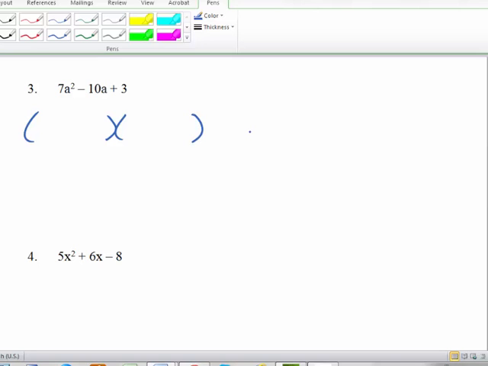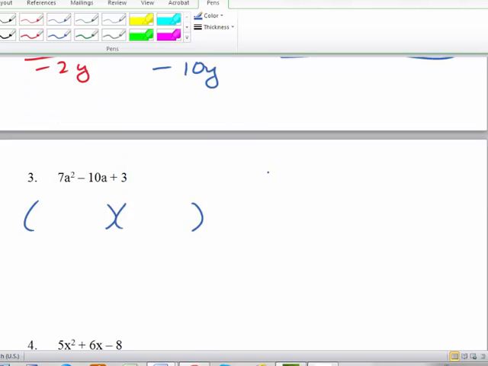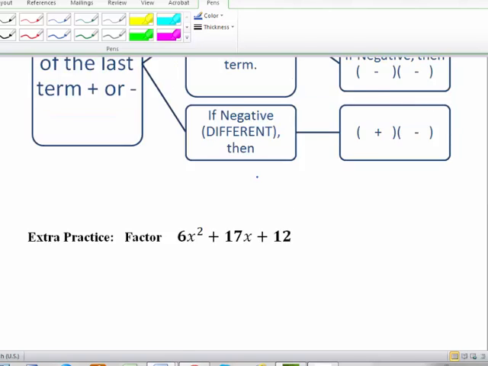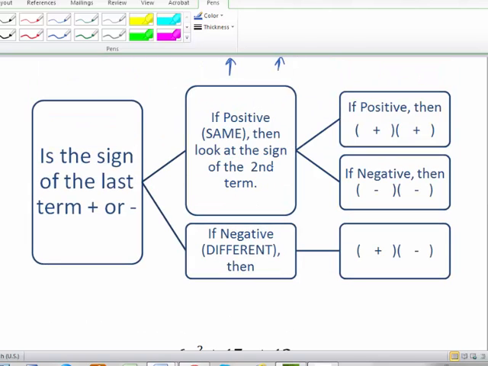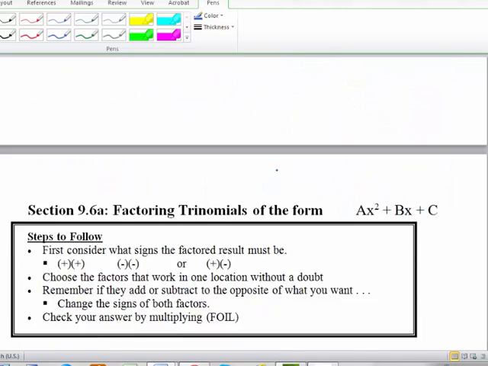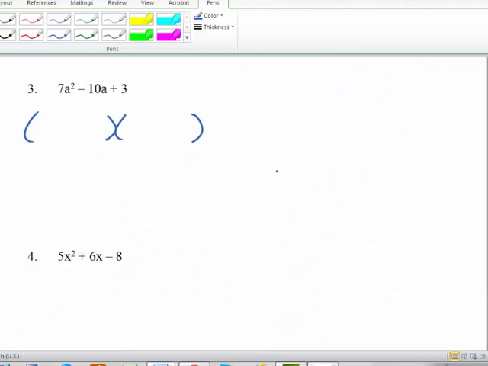Well, if you're not sure, we want to look back to our flow chart and we say, okay, are the signs the same or are the signs different? Well, in our case, these signs are the same because we have a plus at the end, and so then we look to the middle sign to see which one it is. And so they're both going to be negatives. The signs are the same, both negatives.